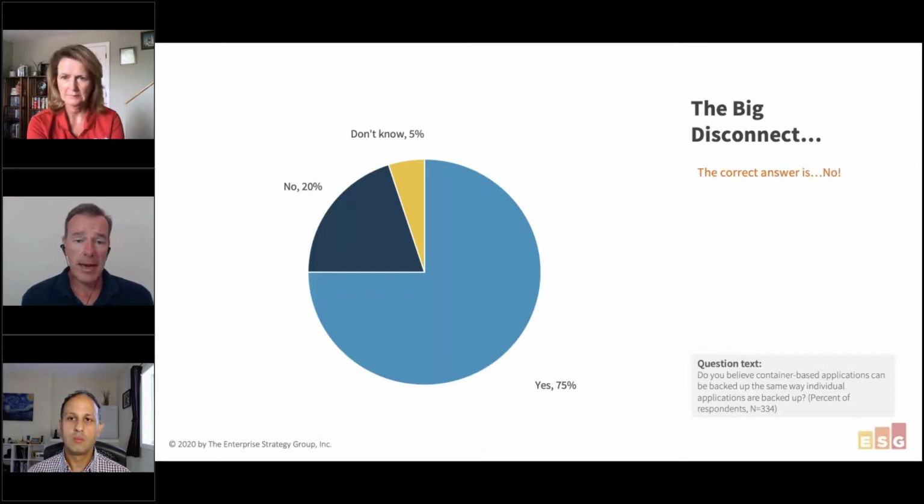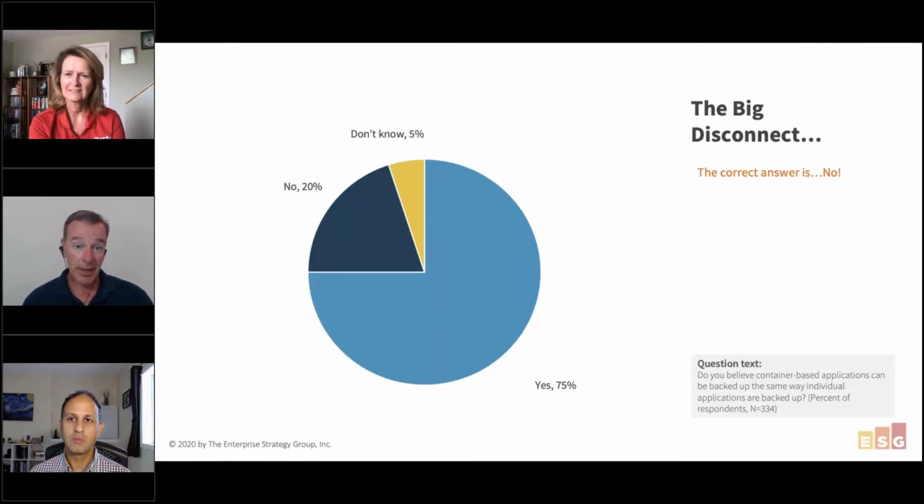So do you think you should back up your container environment the way you traditionally back up your other apps and your other environments or infrastructure? And the answer was, oh yeah, no problem, 75%. Well, that's not true, not true at all. That's exactly what Deepak was explaining and showing you with the YAML files and how you nest some of the functions or break them down so that it can be API'd into other processes.